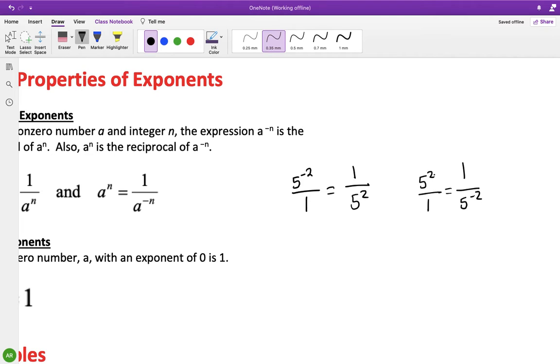Now, the reason you do this second example, I can't think of off the top of my head, but it's good to know that you can flip it either way. It makes it easier to manipulate. Now, if you really think about this, if you plug this into a calculator and do 1 and then put 5 to the negative 2nd power in parentheses, you're going to get the right answer, right?